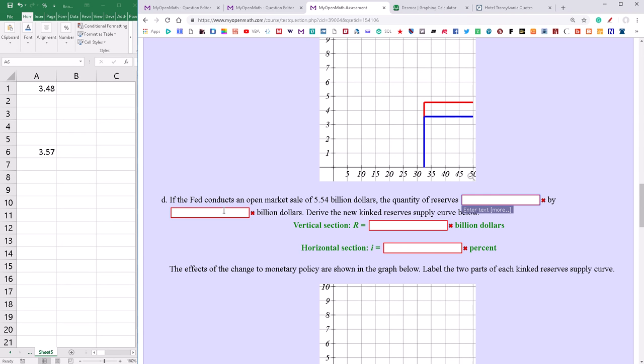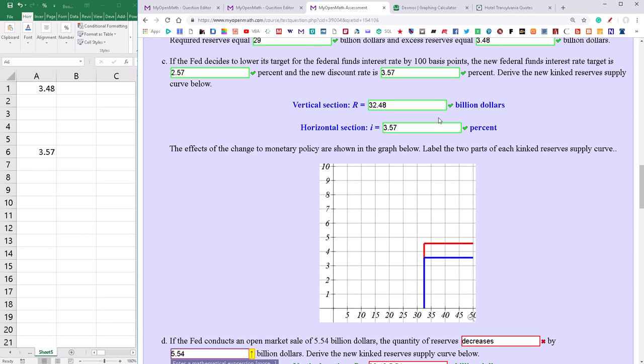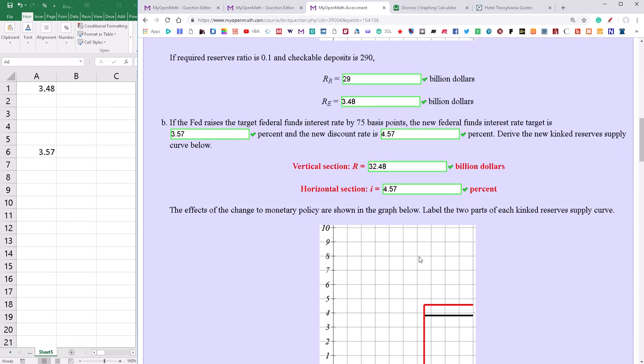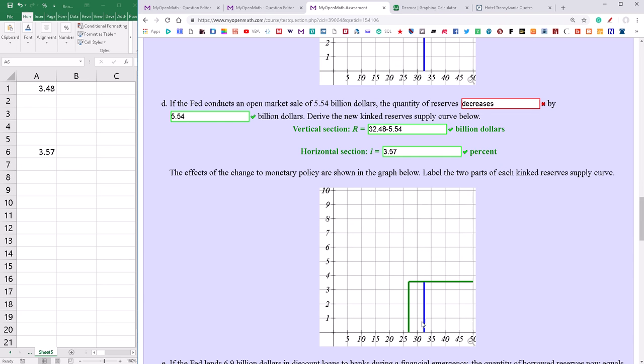Whoops, I got to put this over here. The vertical section is now that. The quantity of reserves will decrease. Quantity of reserves decreases by the $5.54 billion. Now, the discount rate is going to hold constant at this level of 3.57, right? And you can see that here. So the quantity of reserves actually fell, right? And the horizontal section remained at 3.57.